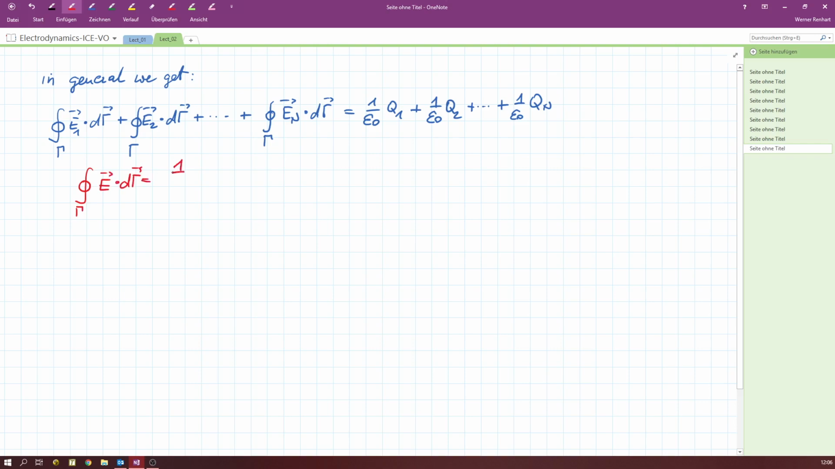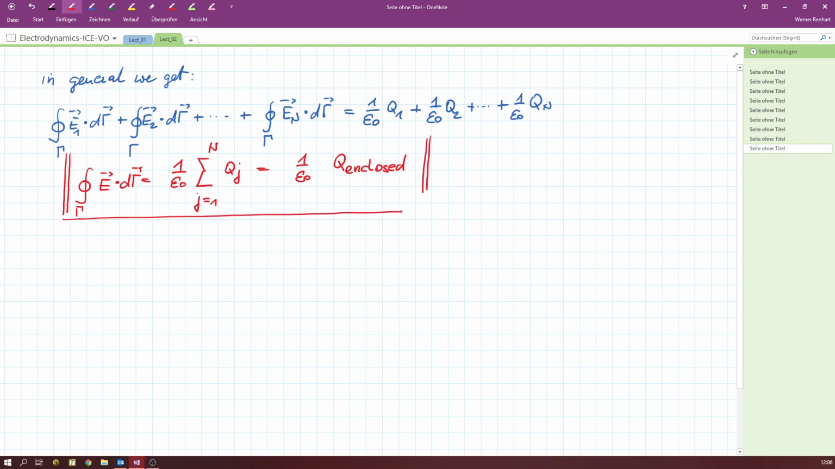equals 1 over epsilon 0 times the sum of j running from 1 to n point charges contained in this volume, qj, and this is 1 over epsilon 0 times the enclosed charges in this closed surface defining the volume omega. This is called the Gauss law in integral form.